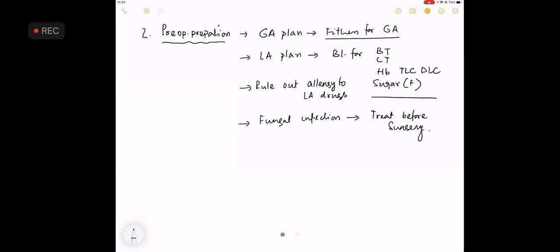Done? Okay. Come to the third point. Sir, the fungal infection, do you mean on the skin? Skin, sir, in that region, the genitalia.